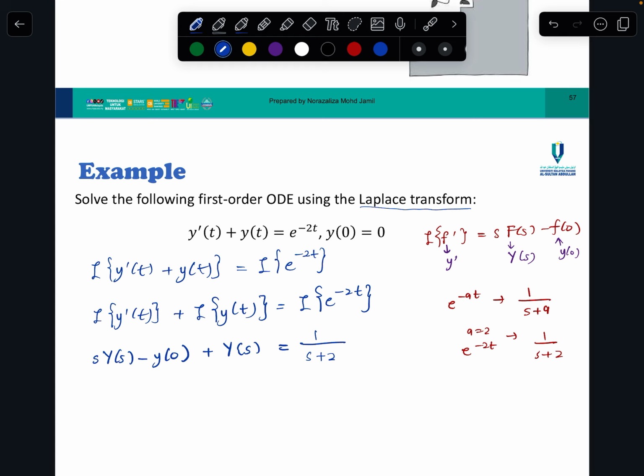Now we want to simplify. Okay, look here, we have s, Y(s), and y(0). Notice that y(0) is given, right, as the initial condition.